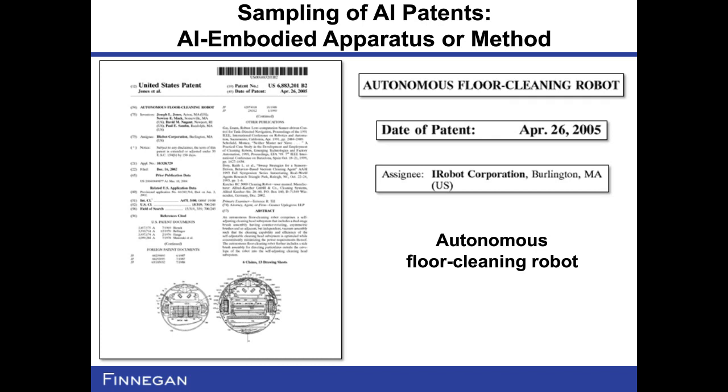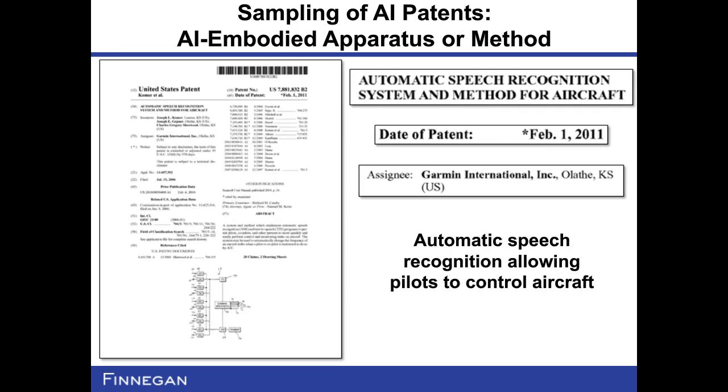We don't show the claims for this one. The claims are fairly lengthy. We did want to move on to this patent here. This is a Garmin patent. And interestingly, this patent is really directed to speech recognition in an aircraft environment. So it's really about helping pilots and others in aircraft, like co-pilots and maintenance people, perform tasks, like control tasks and monitoring tasks, verbally in their aircraft.